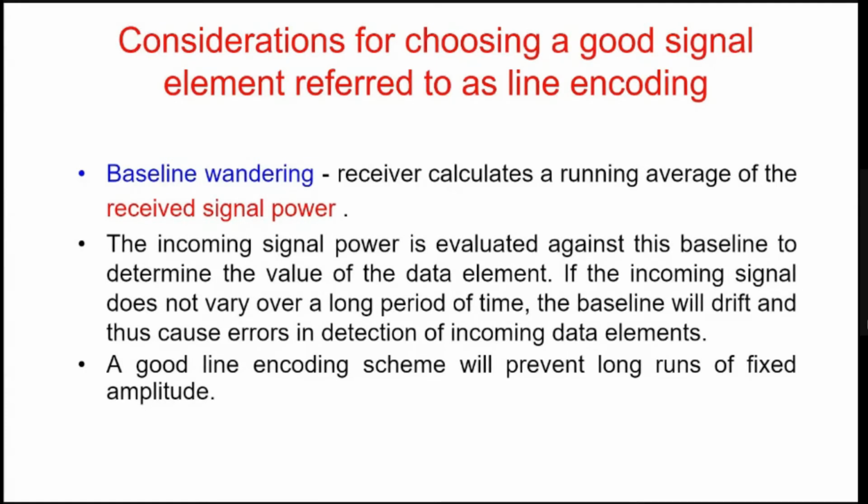It checks the signal from the source and destination, whether it varies or is properly encoded, and whether the data element is equal to the signal element. This is the job of baseline wandering, and a good line encoding scheme will prevent long runs of fixed amplitude. That is another point about the baseline wandering method.